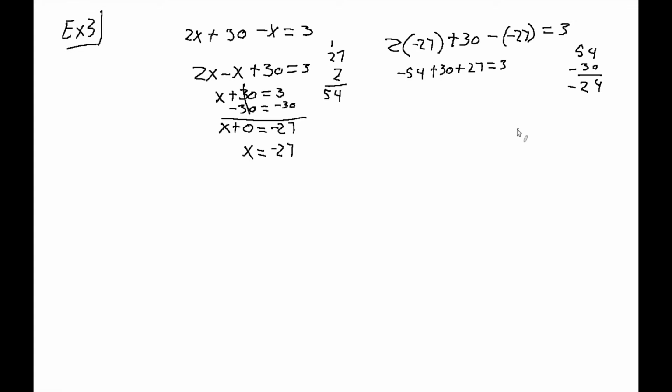What I did here was 54 minus 30. I just moved the negative down to the other one just to show you that we can subtract. Don't forget to add the negative back into the negative 24, because negative 54 was bigger, so we had to leave the negative in. So we get negative 24 plus the 27 equals 3. When we subtract the 24 from the 27, we are left with 3. So 3 equals 3.